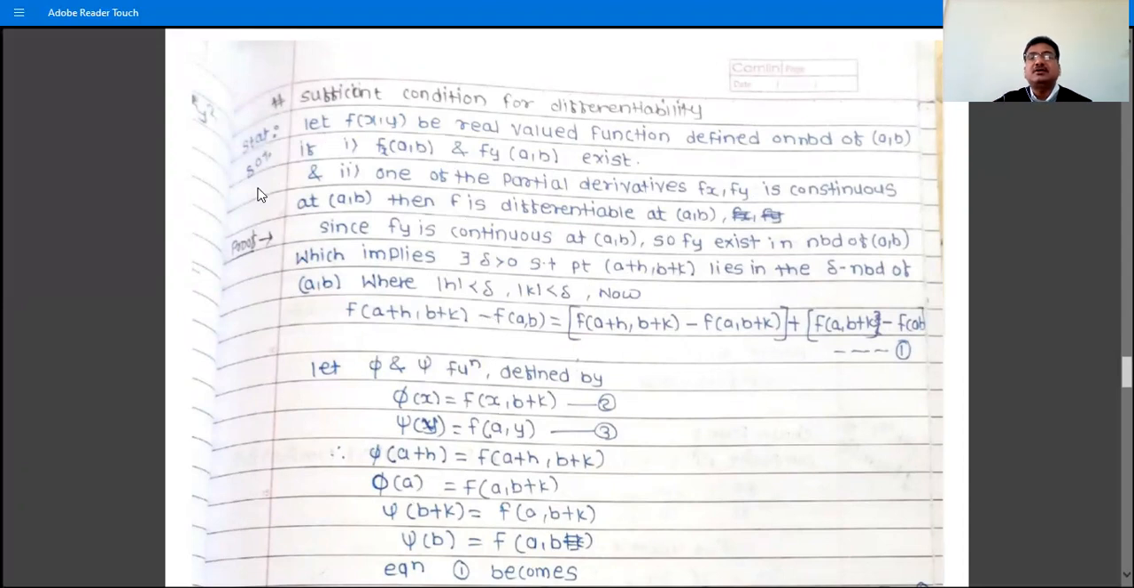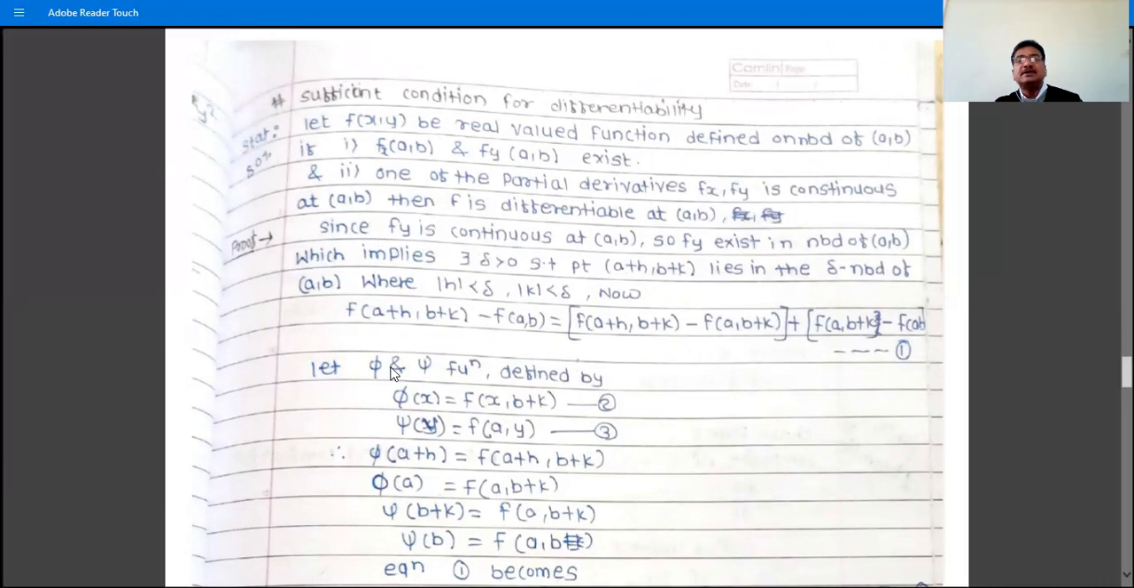So what is the sufficient condition of differentiability? Let f(x, y) be a real valued function defined on a neighborhood of the point (a, b). If, condition one, fx and fy both exist, and condition two, one of the partial derivatives fx or fy is continuous at (a, b), then the function is differentiable at (a, b). So this is the sufficient condition.